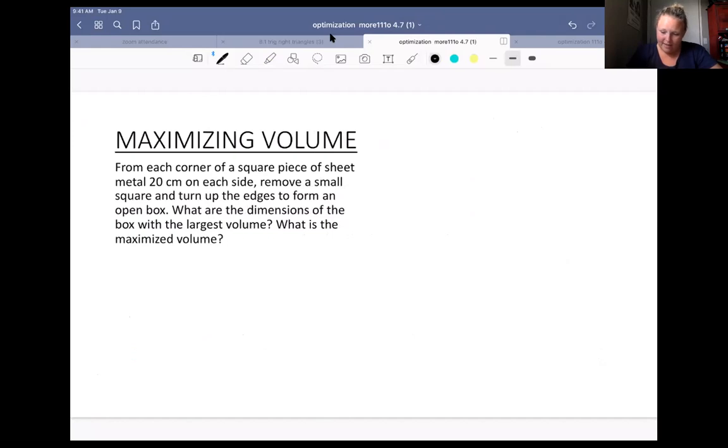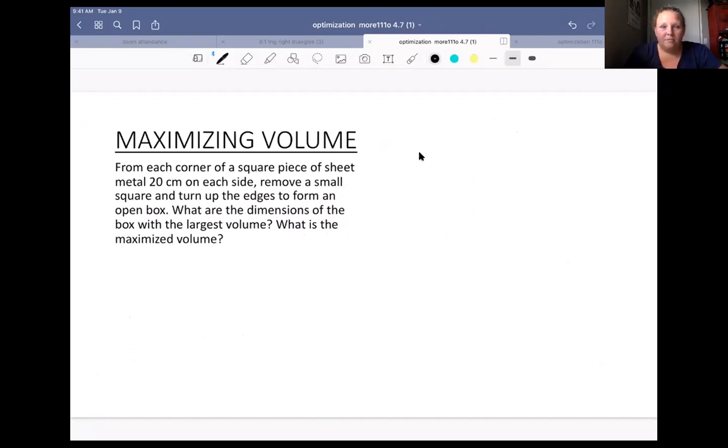And again, this document is posted in As You Learn. If you want to pull it up, and if you have the ability to digitally write on it, because I know some of you do that, it's there in As You Learn right now if you want to go and find it. But we are maximizing volume.